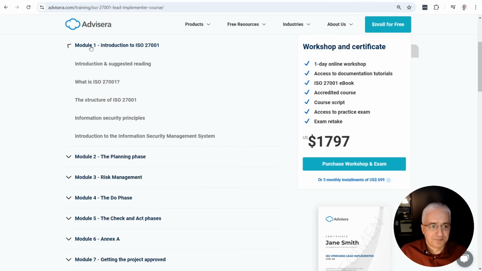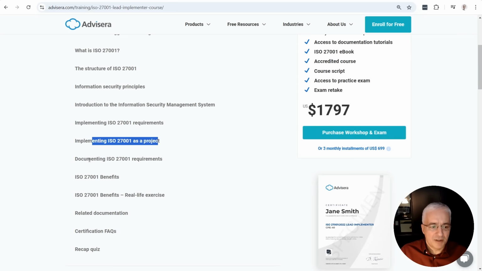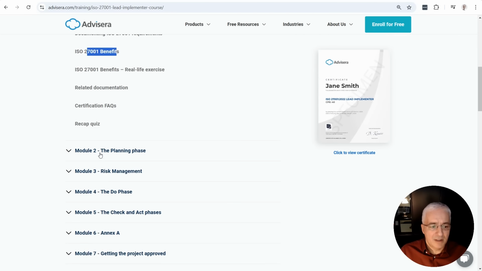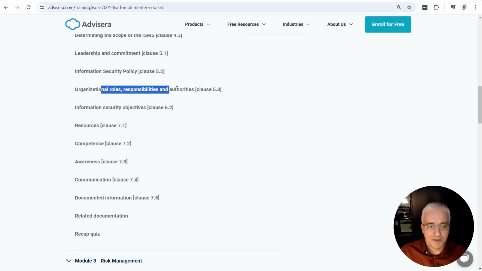Module 1 explains what the standard is, its structure, the main principles, the ISMS, how to implement the requirements, implementing as a project, documenting the requirements, and the benefits. This is a very high-level overview, and in the later modules you will see much more detailed explanations. The second module is mainly about clauses 4, 5, and 7: organization and its context, needs and expectations of interested parties, scope of the ISMS, leadership and commitment, top-level information security policy, roles, responsibilities, authorities, information security objectives, and then clause 7, support: resources, competence, awareness, communication, documented information.